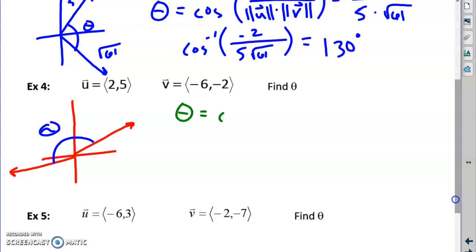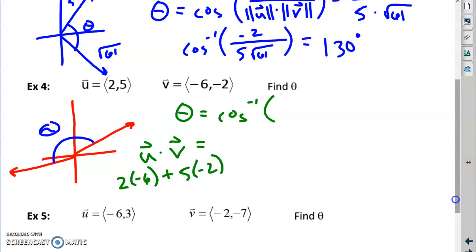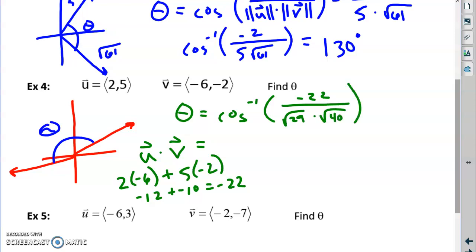Theta equals cosine inverse of the dot product. Let's do our dot product right here: 2 times negative 6 plus 5 times negative 2. Negative 12 plus negative 10 equals negative 22. That goes on the top. Magnitude of vector u: 2 squared is 4, 5 squared is 25, radical 29. 6 squared is 36, 2 squared is 4, radical 40. I'm going to leave it just like that and put it in my calculator.